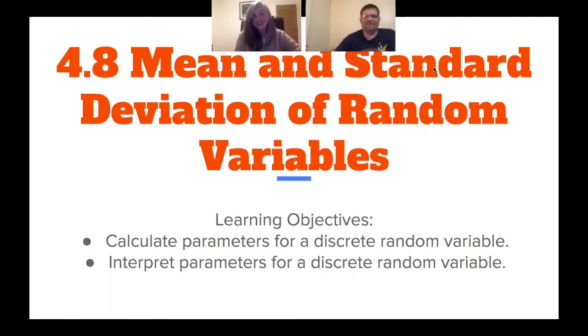Yeah. So today we're talking 4.8, mean and standard deviation of random variables. We kind of introduced random variables and we're chatting about it. We want to do a couple of things today. We want to look at parameters of discrete random variables, and then we want to calculate and interpret them. When I say parameters, Mr. Bobby, what am I talking about? You're talking about things that describe the distribution, I think. You're talking generally about one number that describes.